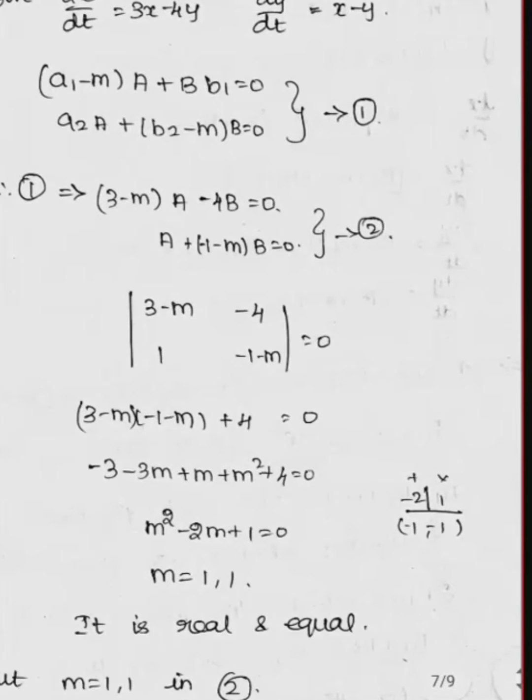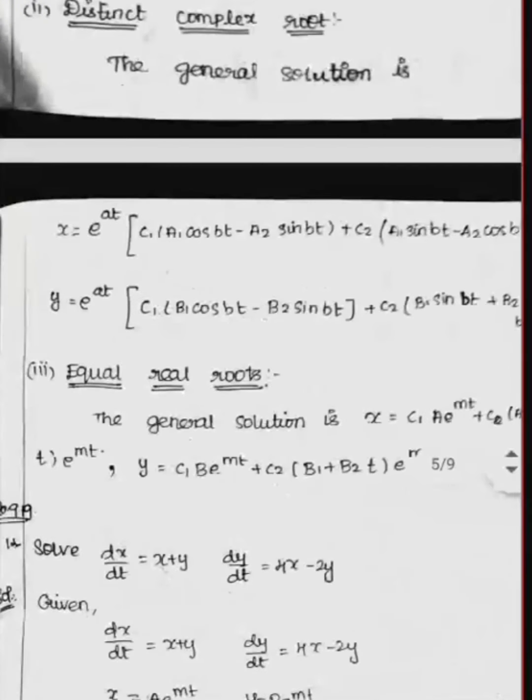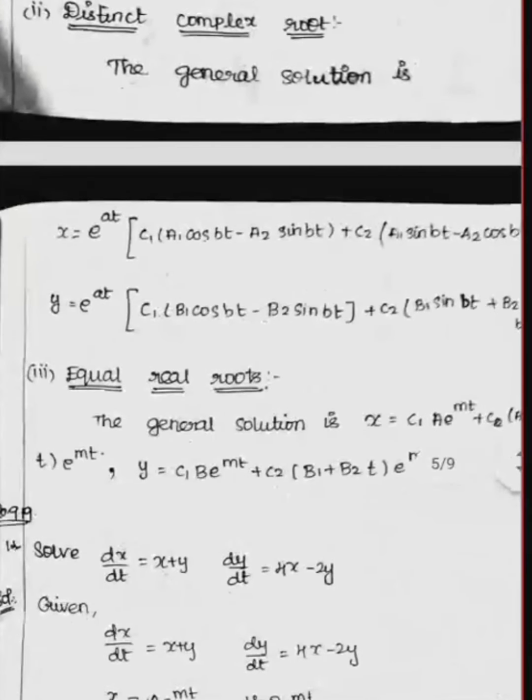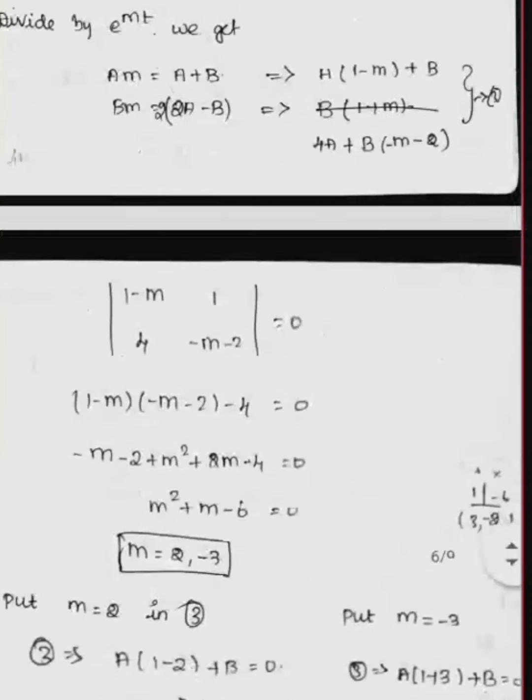In the previous problem, the roots were real and distinct, so you could use the first formula. If the roots are real and equal, you can use the third formula, that is x equal to c1 into a into e to the power mt plus c2 into (a1 plus a2t) into e to the power mt. Similarly, y equal to c1 b e to the power mt plus c2 into (b1 plus b2t) into e to the power mt. This is the formula you have to substitute here.